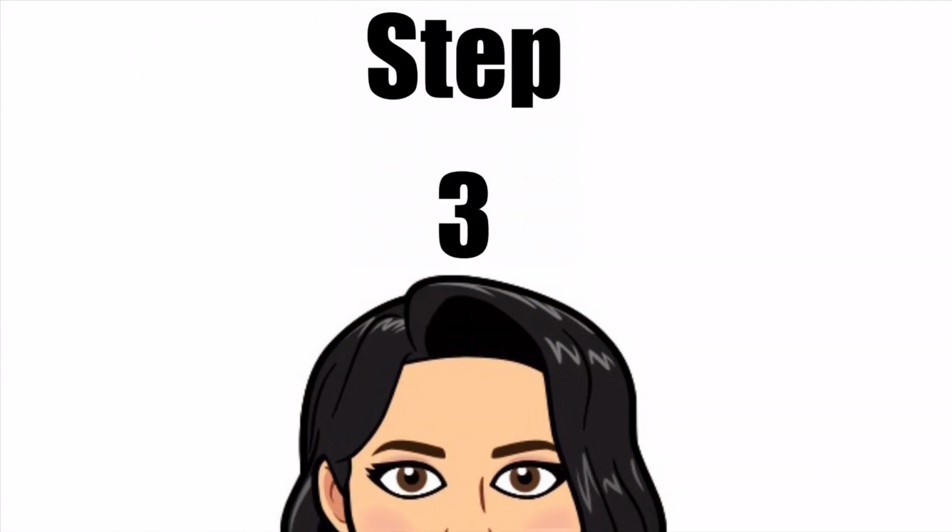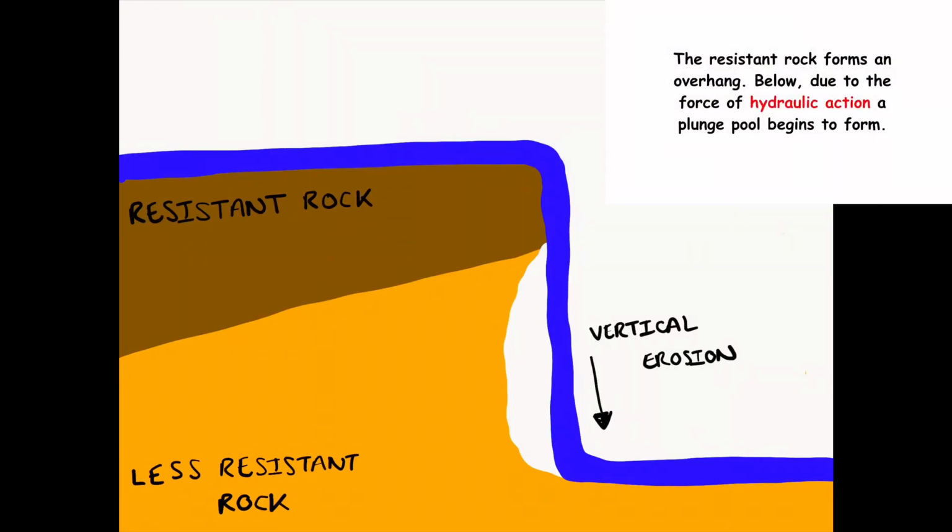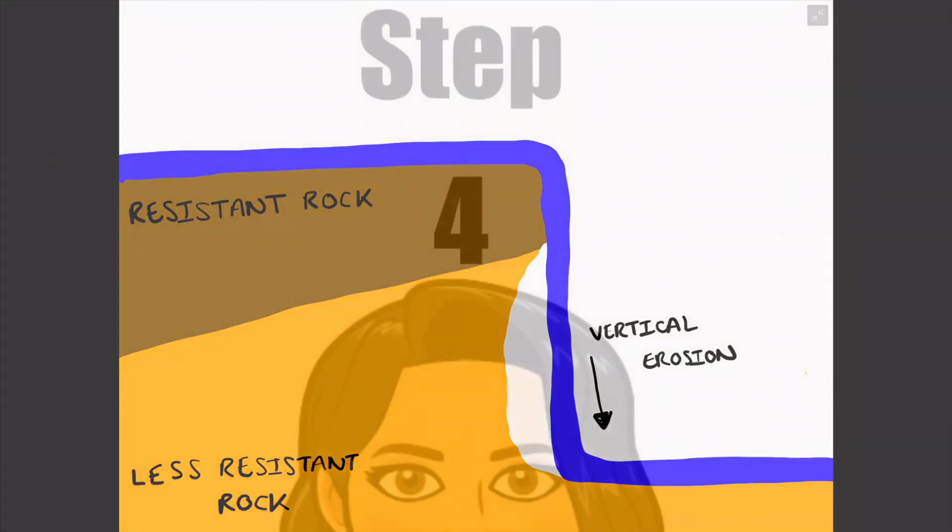Step three in this process is when the resistant rock forms a slight overhang over the less resistant rock. And due to, again, vertical erosion, creating this sudden drop, the water will fall off the front of the waterfall, and due to the force of hydraulic action, the shear force of the water, it begins to create a small plunge pool at the base of the waterfall.